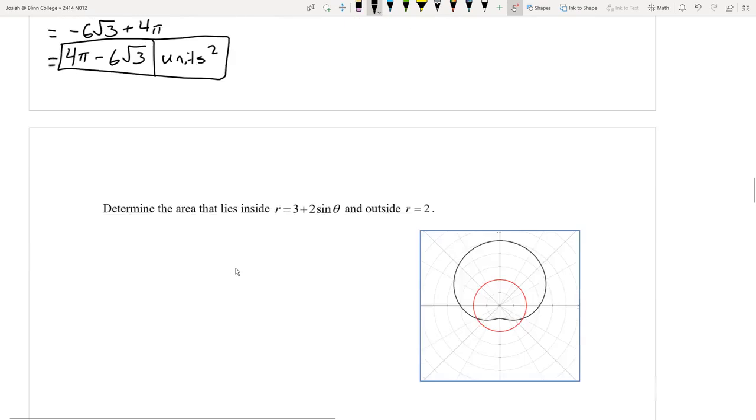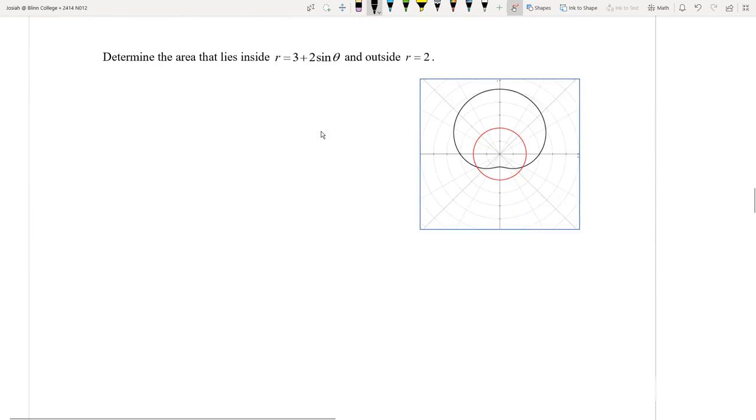All right, so let's go ahead and look at an example where we've got multiple curves and we're trying to figure out then a specific area related to these guys. So there's going to be lots of different areas, right? We've got this one in here, we've got this one in here, we've got this one out here. And so we want to determine which one we're really looking at here.